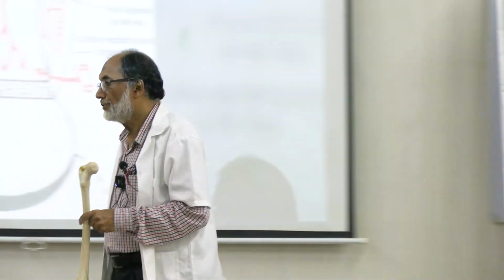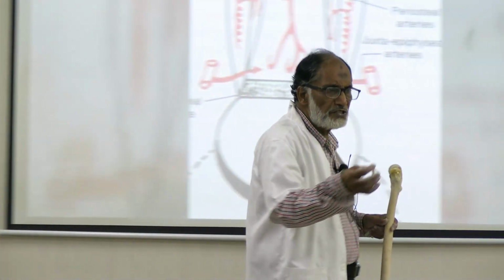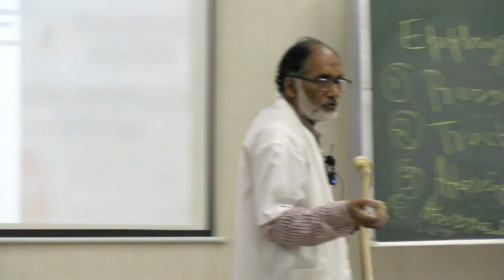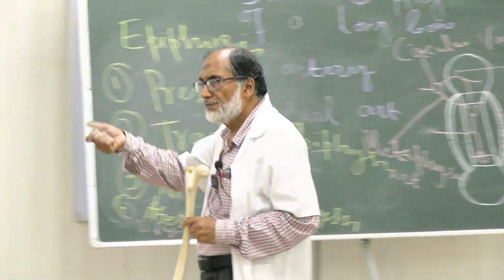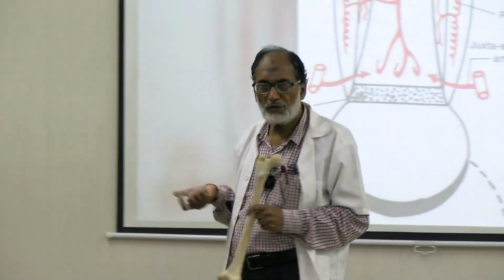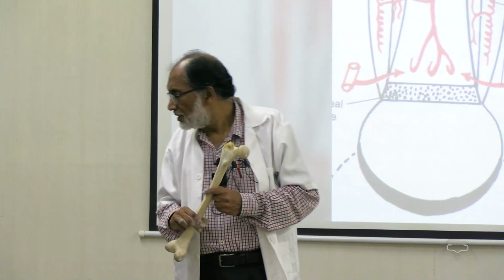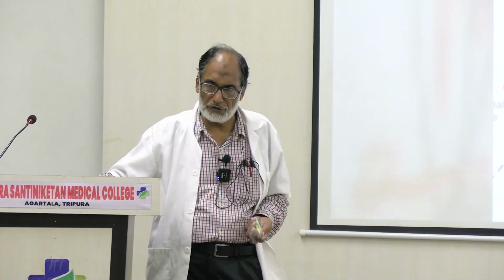Aberrant epiphysis, you should note. It is the extra epiphysis. In some bones it may be found, for example the metacarpal or metatarsal. In the first metacarpal you may get an aberrant epiphysis. So it is an extra epiphysis in some bones. Sometimes it is present, sometimes it may not be present.